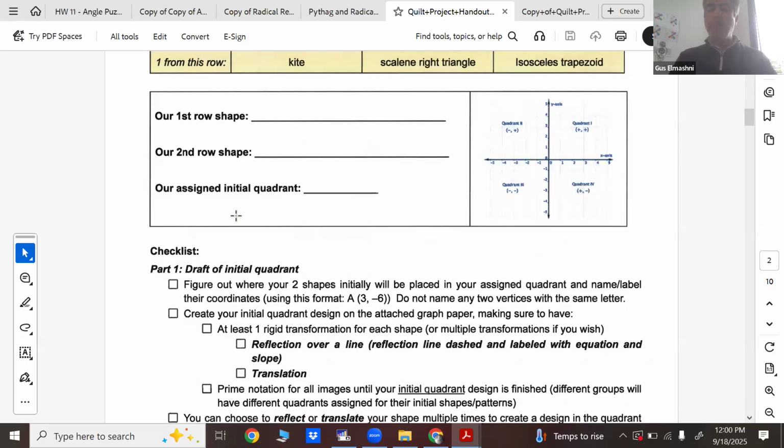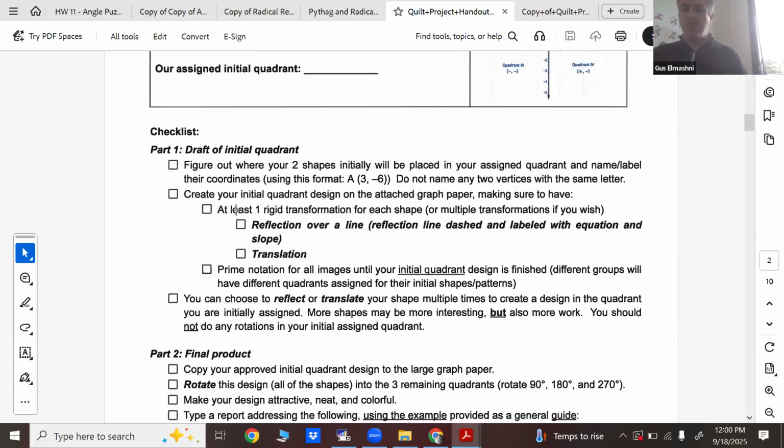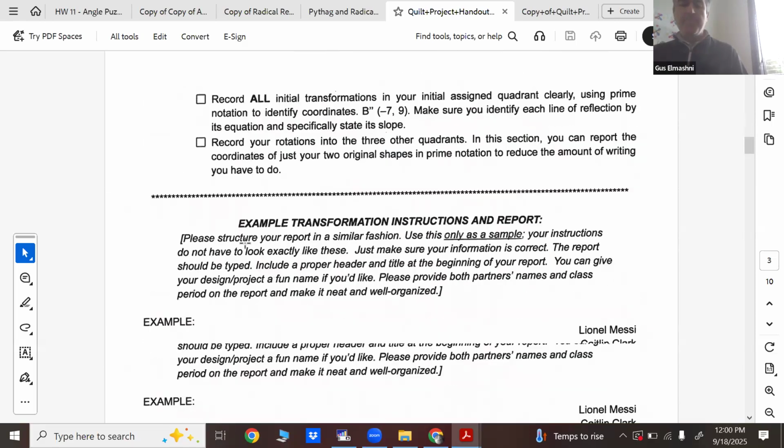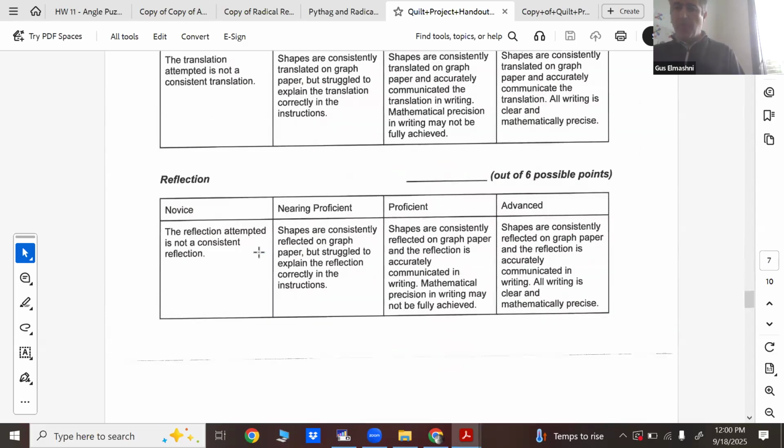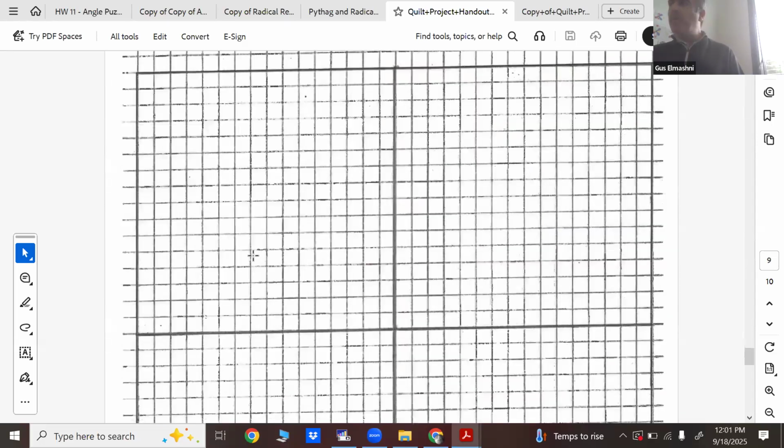So for now, what I want you guys to do is find your partner. Just so you know, you have graph paper near the end. On page 2, there's a place to write your shapes. We'll pretty much let you pick your first quadrant, whichever one you want to do. So just start at 1, 2, 3, or 4. All right, good luck.